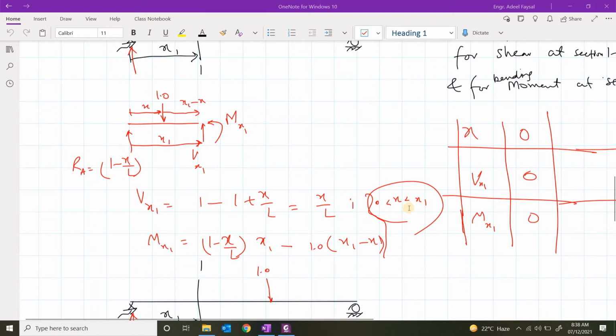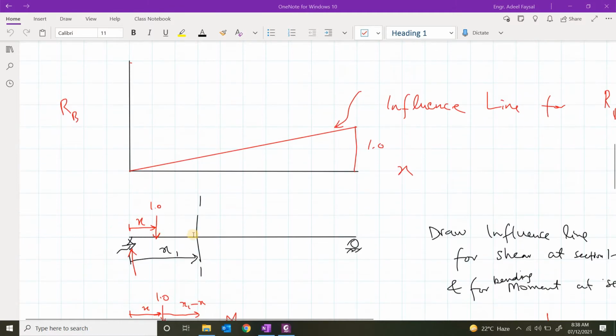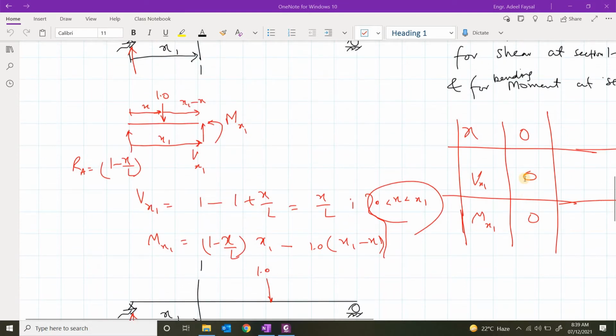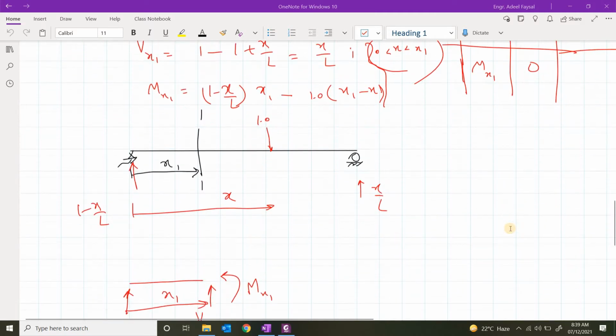These expressions are valid for x between 0 and x1 because the load is on this side of the beam, so x is less than x1, of course greater than 0. So between 0 and x1, these are the expressions for the ILD. If you keep on putting values of x in this expression, for example if you put the value of 0, you get 0. This is why at x equal to 0, the ILD ordinate for shear force at this location is 0. Similarly, you can keep on plotting until you reach the value of x1. Similarly for bending moment at x1.